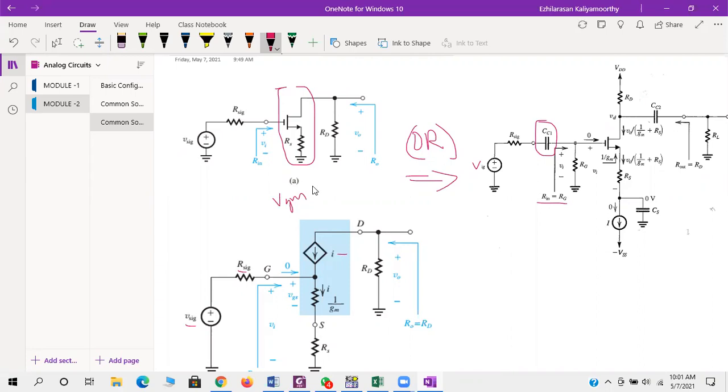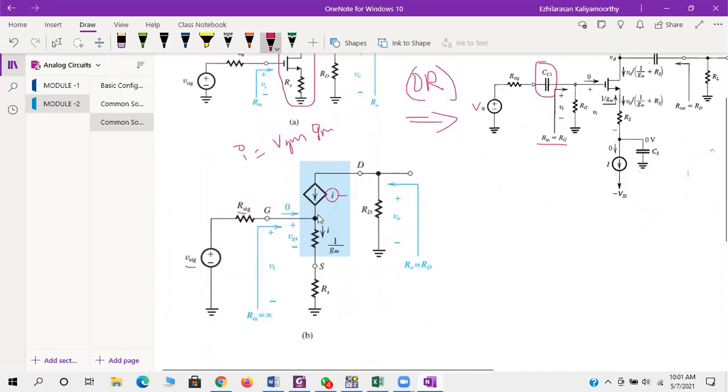VGS into gm, correct? VGS into gm. This one is nothing but what actually? It is nothing but i, correct? So that is why it is written as i here. The same current is flowing over there. The resistance, see this. So this completely highlighted portion is nothing but the T model circuit being used.